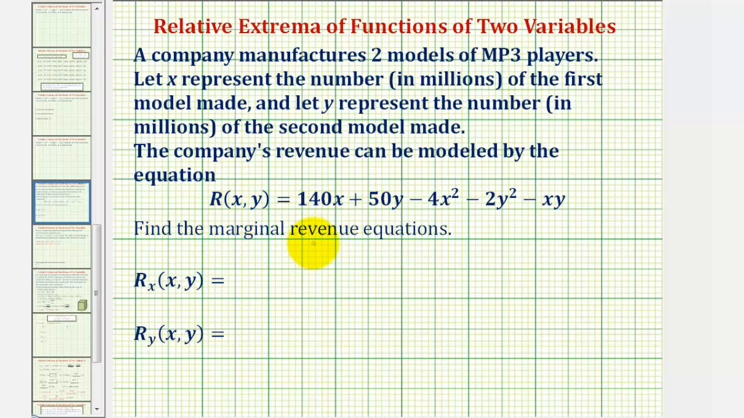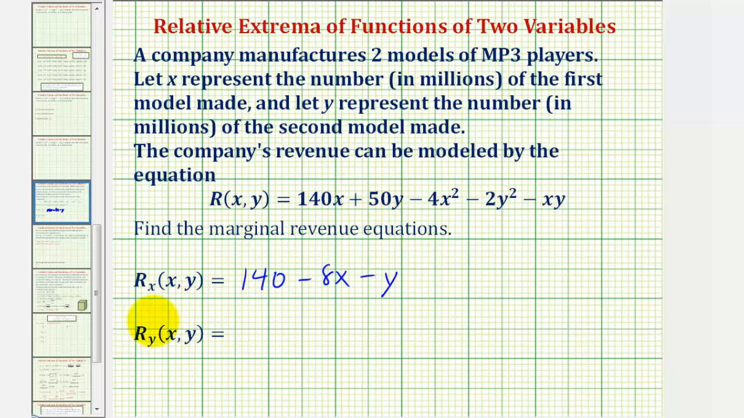We first want to find the marginal revenue equations, which should be the first order partial derivatives. So to find the partial derivative of R with respect to x, we'll differentiate with respect to x, treating y as a constant. The derivative of 140x with respect to x would be 140, plus the derivative of 50y with respect to x would be 0, since we're treating y as a constant, minus the derivative of 4x squared with respect to x, that would be minus 8x, and then minus the derivative of 2y squared with respect to x would be 0, and then minus the derivative of xy with respect to x, that would be minus y.